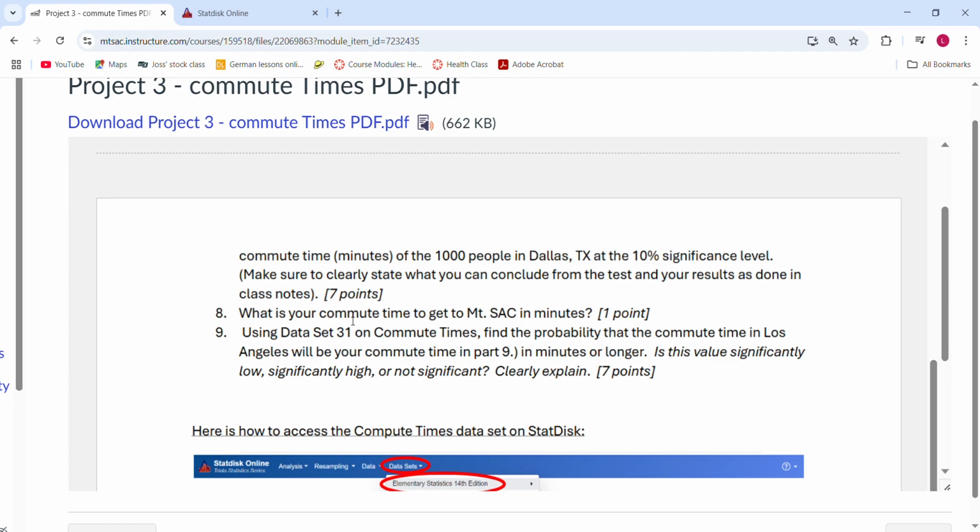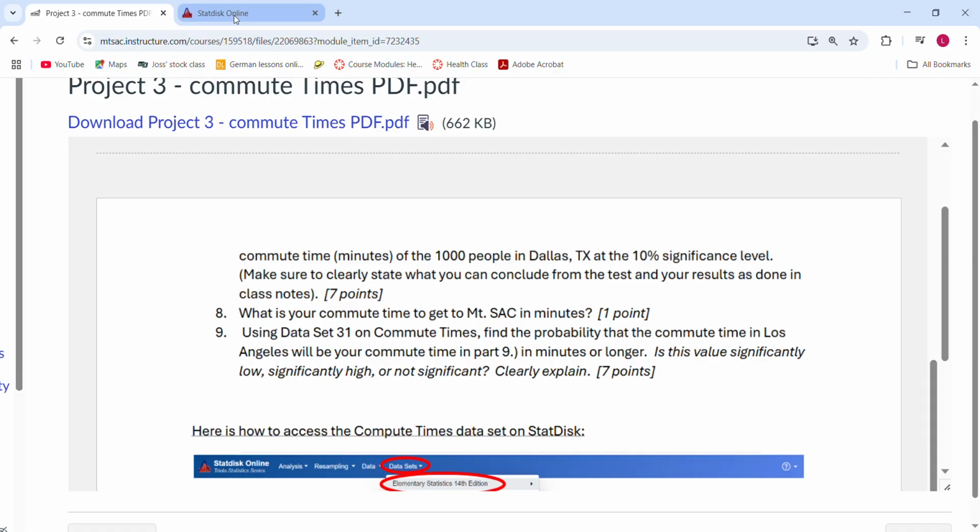And then for number 9, it says using data set 31 on commute times, find the probability that the commute time in LA will be your commute time, so we're all going to have a unique commute time here in part 9, in minutes or longer. And it says, is this value significantly low, significantly high, or not significant? So again, remember, significantly low and significantly high have very low probabilities. Those are going to be less than 0.05. And again, it did say to assume normality for this.